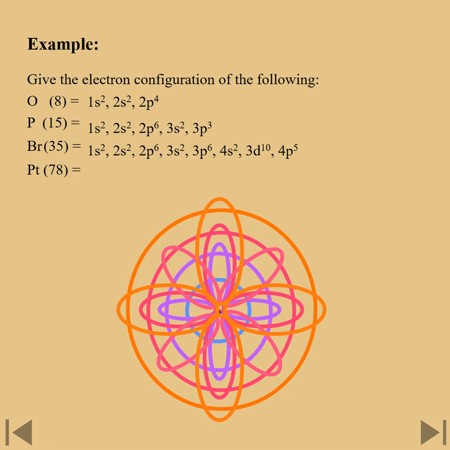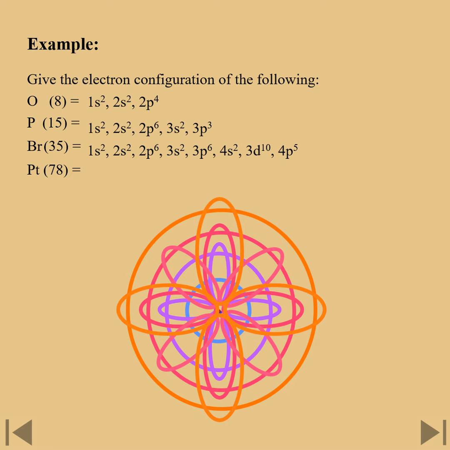Our 39th electron starts a D. The last D was 3D, so this is 4D. That'll fill up with 10. There's 48. 49 starts another P. That'll be the 5P. That'll fill up with 6. We're up to 54. Our 55th starts 6s. Fills up with 2.